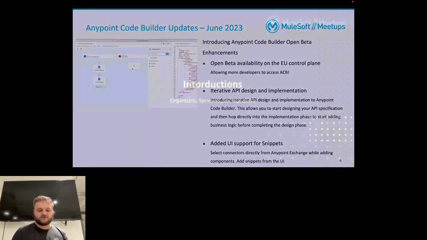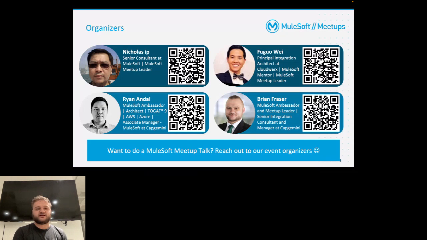We did try to keep it inside the team to do our first hybrid event so that if there are any troubleshooting issues and stuff like that, we can deal with it internally. But this will certainly open up this event to other speakers as we move forward. We've got Nicholas Ip, who's also here, senior consultant at MuleSoft and MuleSoft Meetup leader, and Ryan Andor as well, our MuleSoft ambassador, and he's well-versed in many different things. So we have AWS, Azure, and more.